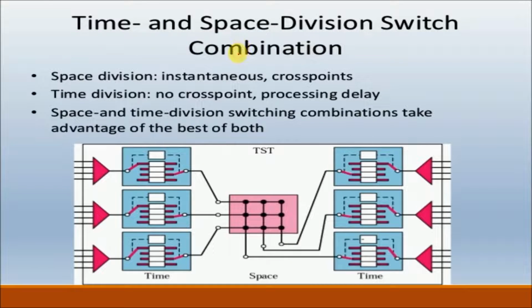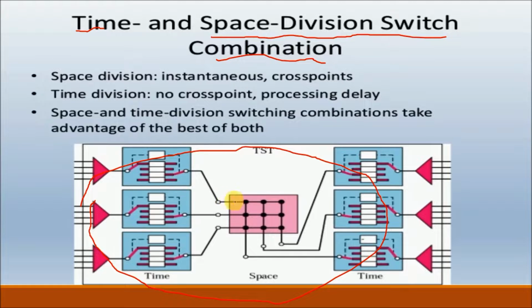Now the third approach is a combination of time and space division switching. This is the example of a combination of time and space division switching. Basically here the space division switching is done, and here the time division switching is done. So we can implement the switch using the combination of the two techniques, time and space division switching.